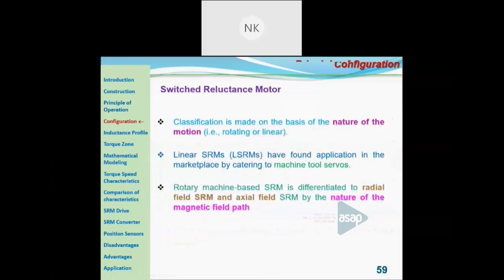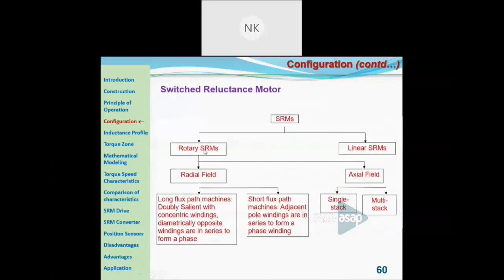And the classification of the switched reluctance motor can be based on the nature of the motion, that is whether it is a rotating type or a linear type. And then the rotary motion can again be divided into radial field and axial field types. That is, SRM can be divided into rotary SRM and linear SRM. And the rotary SRM can be divided into radial field type and axial field type. Again, the radial field type can be divided into long flux path machine and short flux path machine.